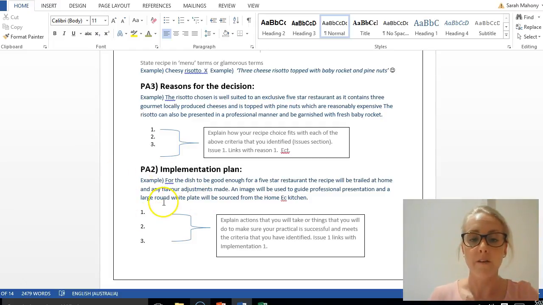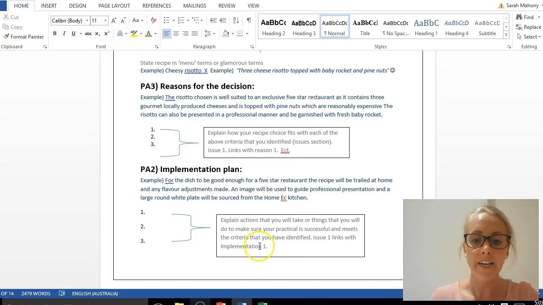So we have another example here. For the dish to be good enough for a 5-star restaurant, the recipe will be trialled at home and any flavour adjustments made. An image will also be used to guide professional presentation, and a large round white plate will be sourced from the home ec kitchen. So actual things that this person is planning to do to make it a restaurant meal.